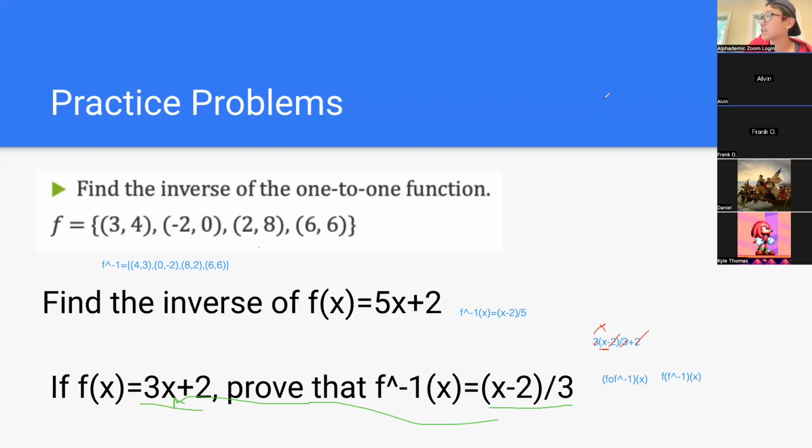And then as we talked about, whenever you have to prove an inverse, after you f of g it, or f inverse f it, the answer should be x for you to prove that the functions are inverses. So great job, everyone, on completing those.